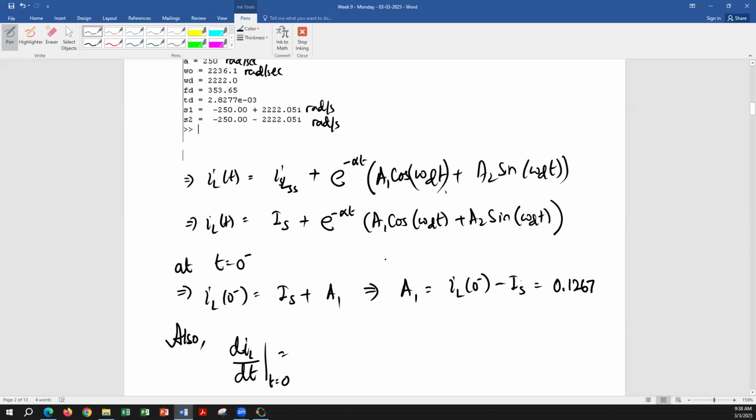A1 t plus A2. All right, so negative alpha e to the power negative alpha t, and then this is going to be the same. So when you put t equal to 0, it's going to be negative alpha times A1. And then the derivative of this will be omega d A1 sine omega d t plus omega d A2 cosine omega d t. Again, at t equal to 0, cosine is going to be 1, so it's going to give you A2 times omega d.